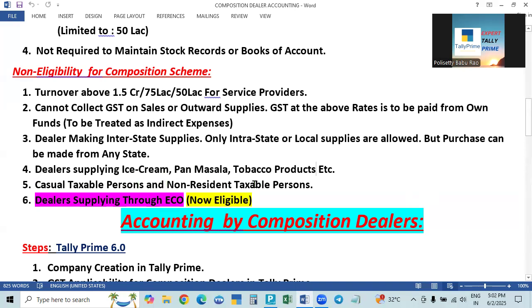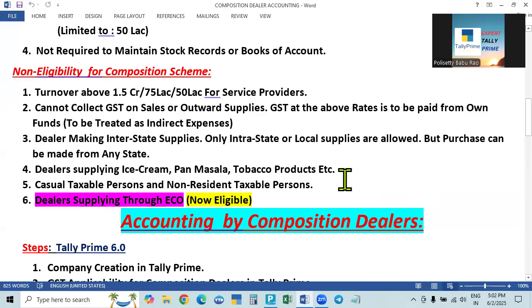These persons also cannot opt for composition because composition dealers have to pay quarterly. If they do business for only 2 months and close off, how would they pay? That is why casual taxable persons and non-resident taxable persons cannot register under the composition scheme. Another category is dealers supplying through ECO.